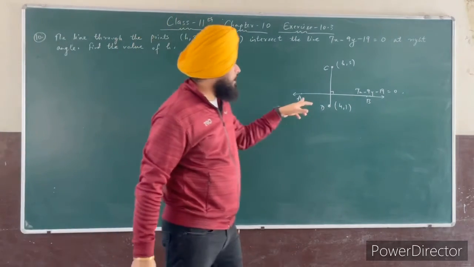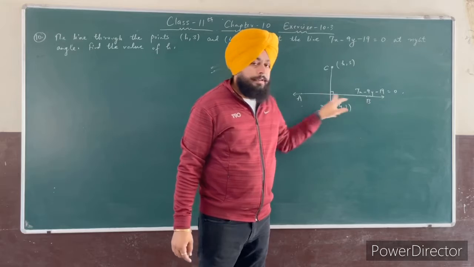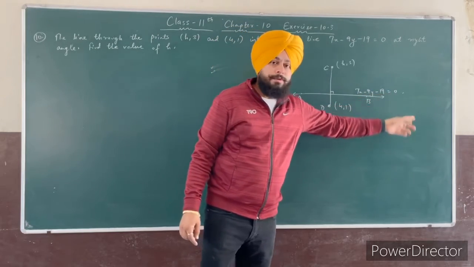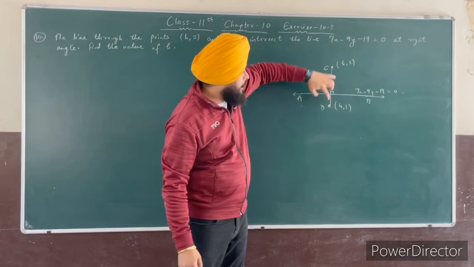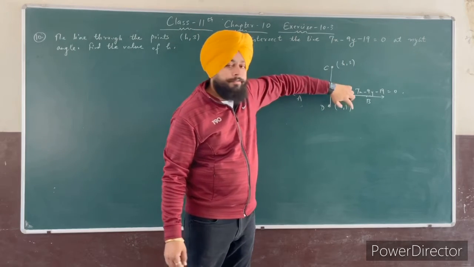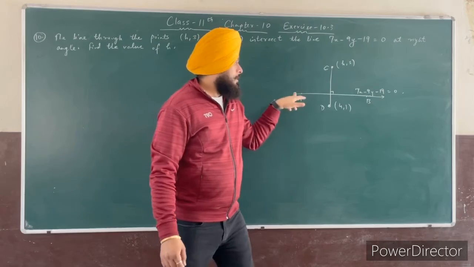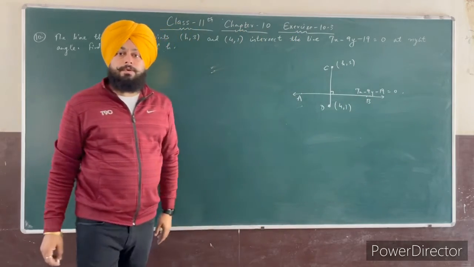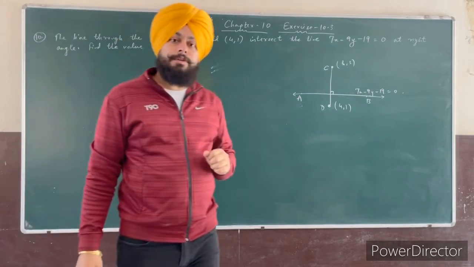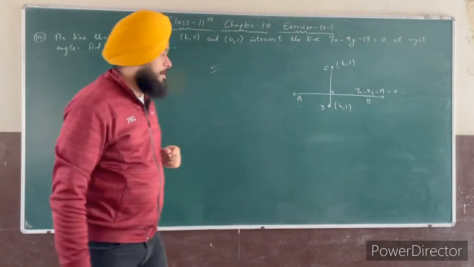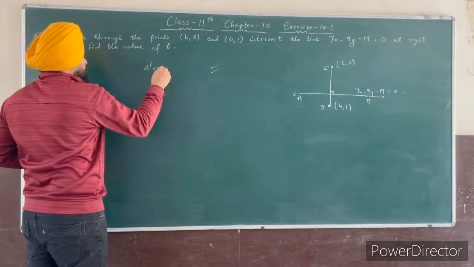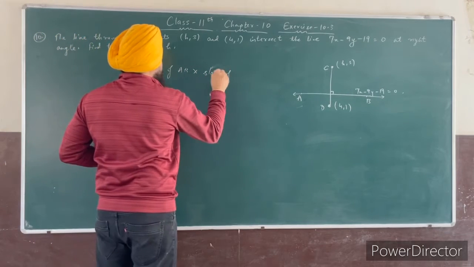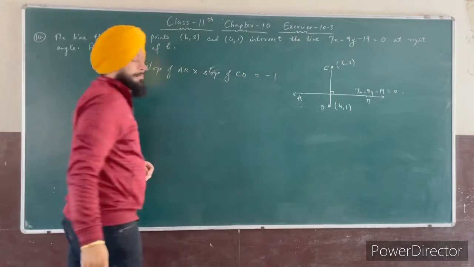So you can see here this AB is the line having equation 7x minus 9y minus 19 is equal to 0, and the other 2 points C and D, having points (h, 3) and (4, 1), meet this line AB at right angle. So we know that when two lines are perpendicular, then the product of their slopes is equal to -1. So right here, slope of AB multiplied by slope of CD is equal to -1.